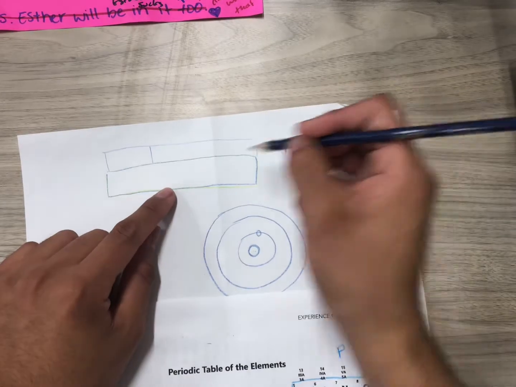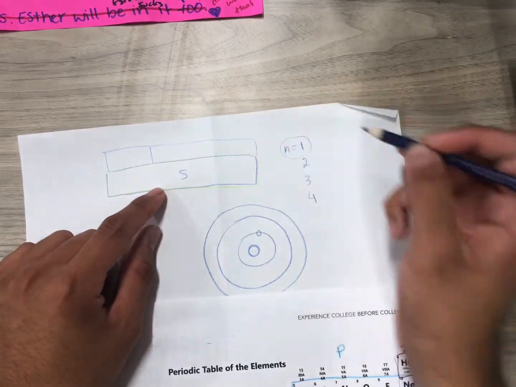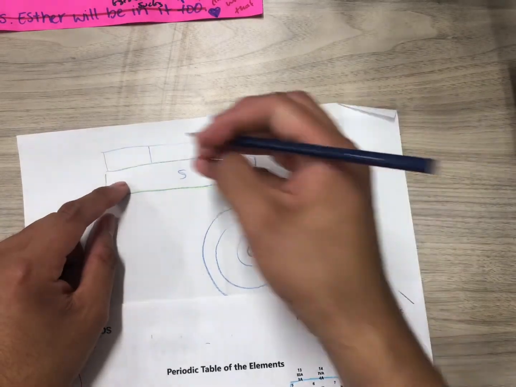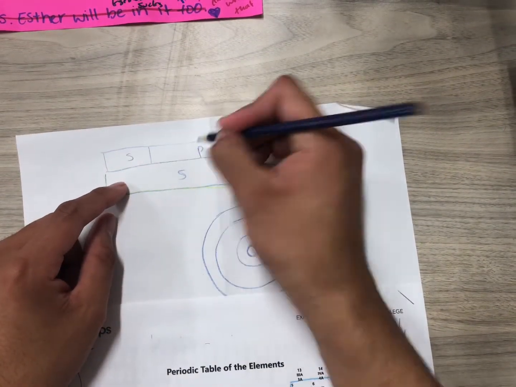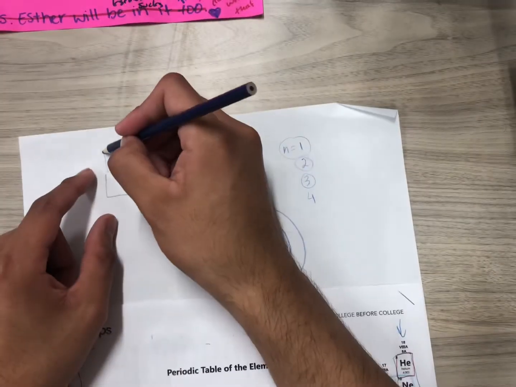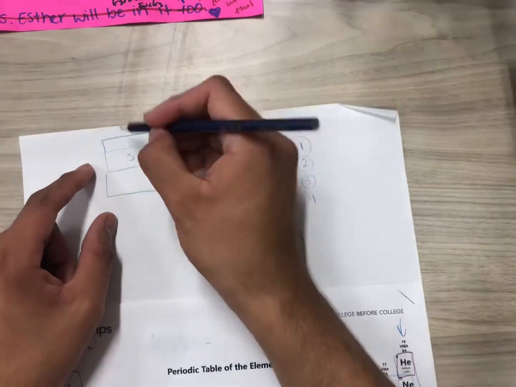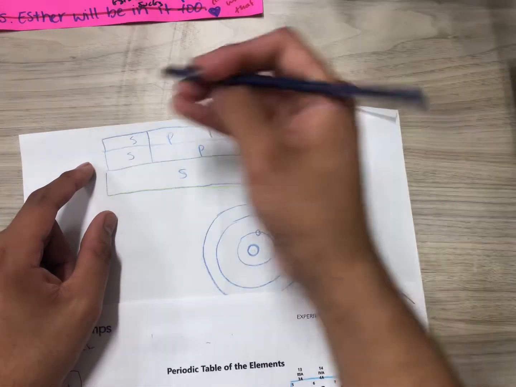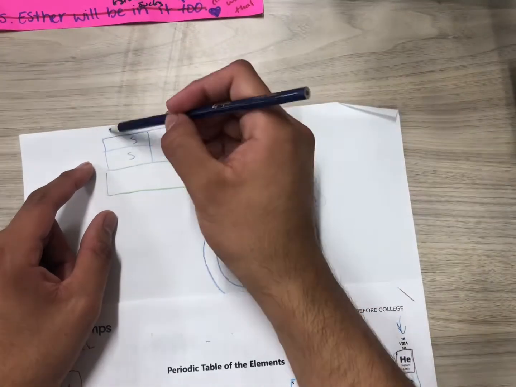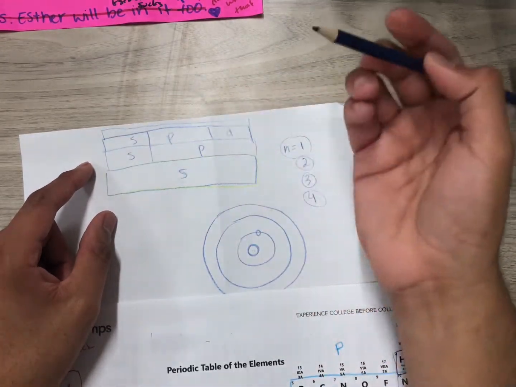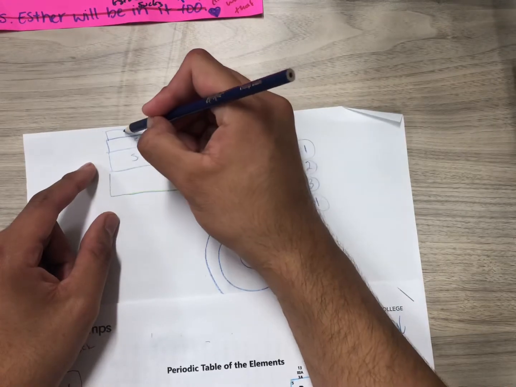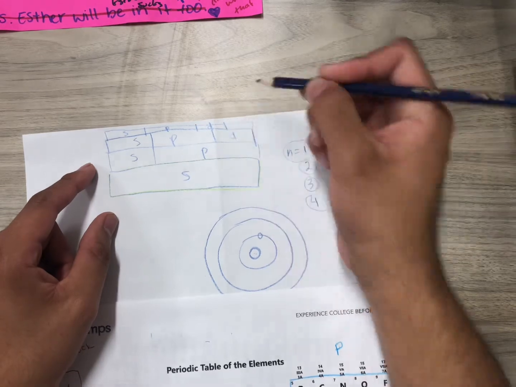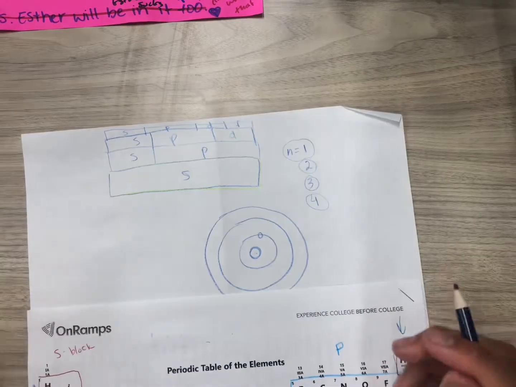Okay, so level 1 will have electrons in the S sublevel. Level 2 will have electrons in the S sublevel and the P sublevel. Level 3 will have electrons in the S sublevel, P sublevel, and D sublevel. And then my fourth floor, which I'm sorry you can't see, has S sublevel, P sublevel, D sublevel, and if you remember those blocks, our last one is the F sublevel.